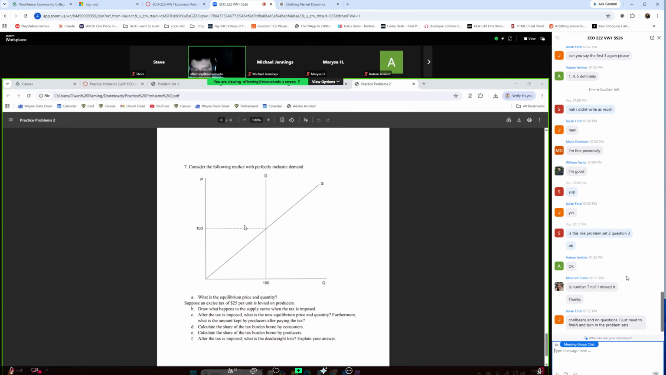Just because I think it's valuable. For example, if you look at 7, suppose an excise tax of $25 per unit, draw what happens to the supply curve. You should be able to do that. You should know how to do that, and that's coming on the exam. So it's not as if this question is completely out there, right?